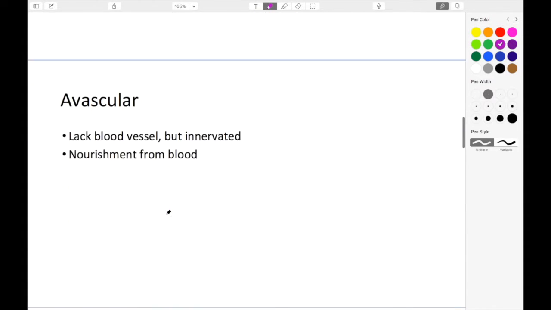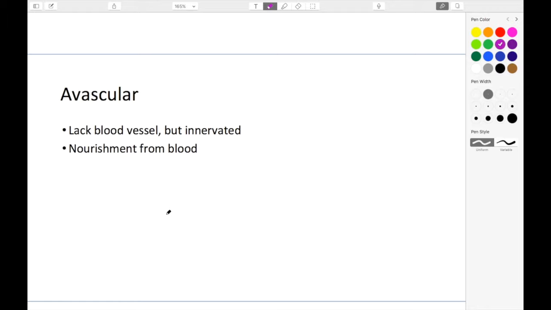Now, another characteristic of epithelial tissue is avascularity, or you can just say avascular. They do lack blood vessels, but they are innervated. That's why you can sense a stimulus. For example, if you touch a hot part with your hand, you're going to feel like you're trying to remove your hand. That's the sensation, because your skin, the outer surface, even though it is epithelial tissue, is innervated. It is innervated, but it does not have any supply of blood.